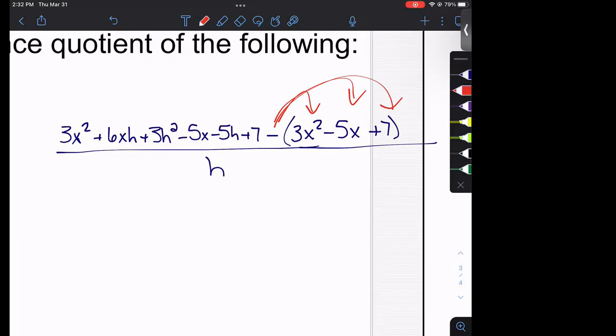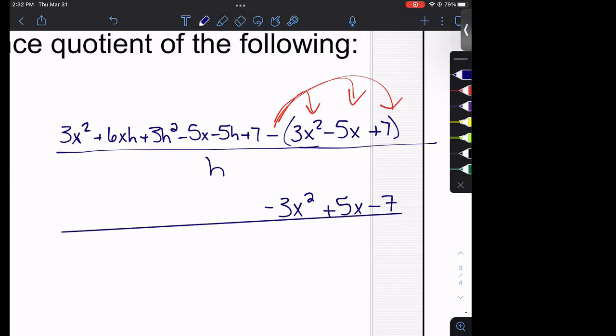So when we distribute that, we're now going to have a minus 3x squared here, a plus 5x, and a minus 7. Oops. All right, so there's the entire thing.